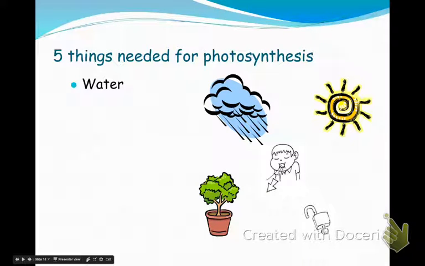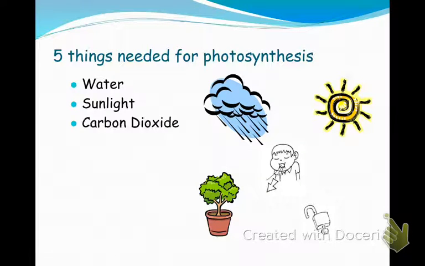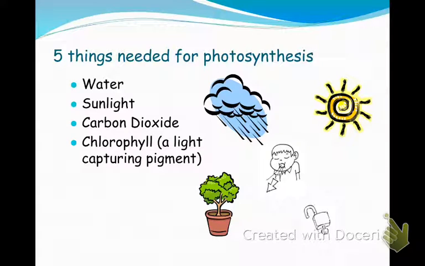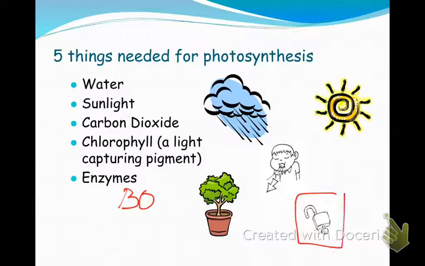5 things that are needed for photosynthesis: water, sunlight, carbon dioxide, chlorophyll, and the other pigments. Enzymes, something like 30 different enzymes are needed for photosynthesis. It's crazy. 30 different enzymes and proteins. So a huge amount of biochemical reactions going on. Remember our lock and key model. Remember, enzymes can only do one thing.